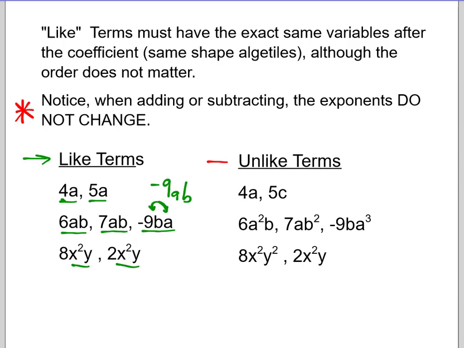Unlike terms. This one's pretty easy to see. We have two different letters. Okay, the second line, this is an a squared b, an ab squared, and an a cubed b. Those are not the same. Okay, even though they have a's and b's, the exponents make them different.